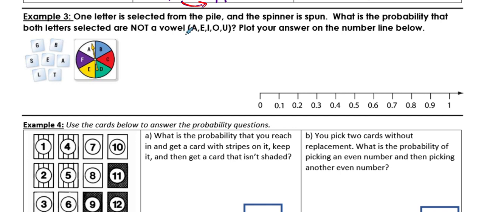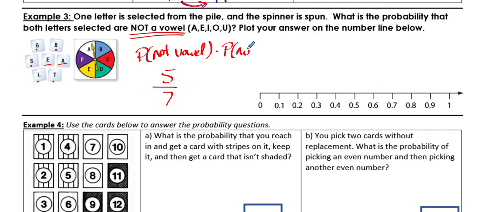Example 3: one letter is selected from the pile, and the spinner is going to be spun. What's the probability that both letters are not vowels? So we're looking to get something that's not a vowel here. Well, A and E are the only vowels there, so we have 1, 2, 3, 4, 5 that are not vowels. So the probability that we get not a vowel in the pile of letters is 5 out of 7.